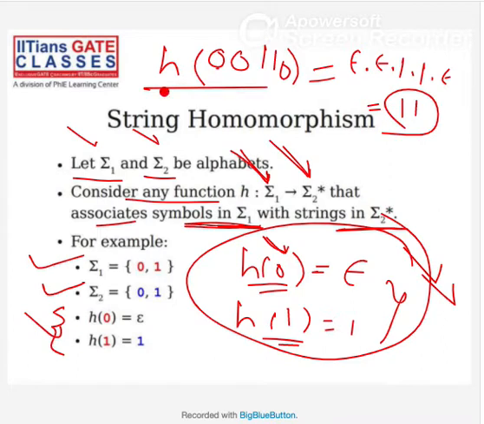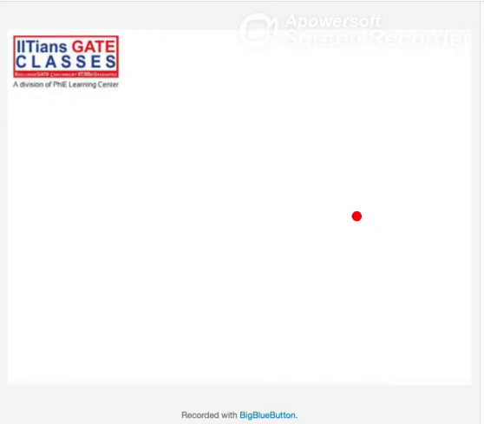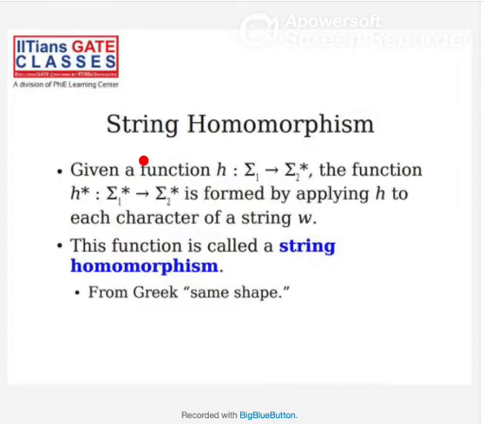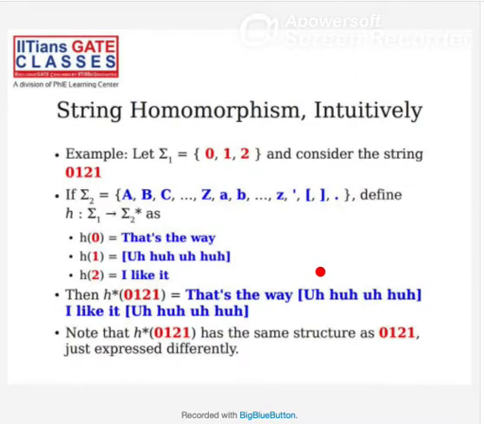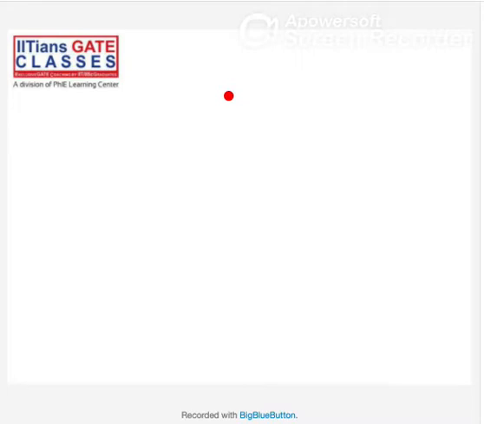So you can see h of homomorphism of 0 0 1 1 0. What is this? This is nothing but 1 1. So this is your string, this is your homomorphism operation. Anyway, basically this is called our homomorphism. Now, let me take some example and let's try to understand this homomorphism operation.